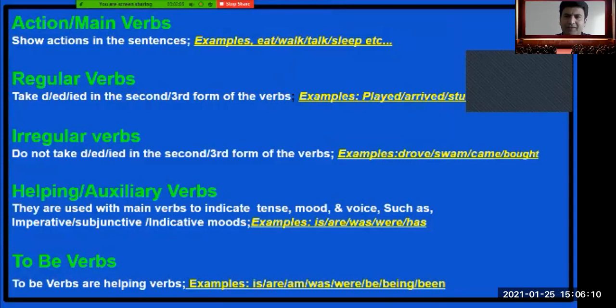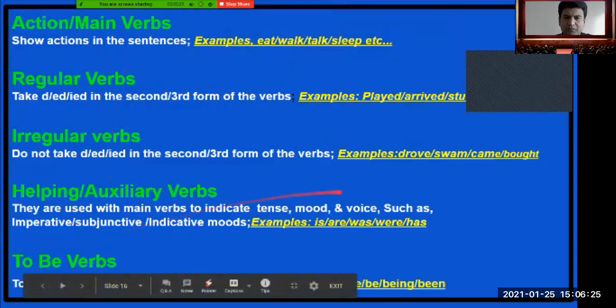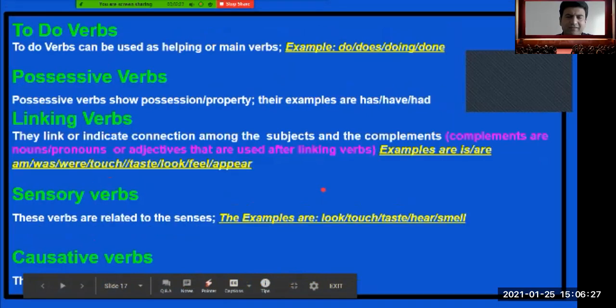And my today's topic is again about verbs. We have studied these five types of verbs in the previous video. These are action or main verbs, regular verbs, irregular verbs, helping or auxiliary verbs, to be verbs. Let's go towards the next slide and study the new ones.